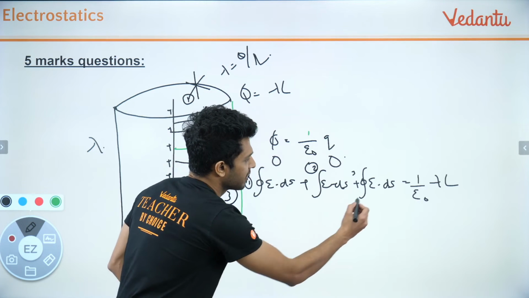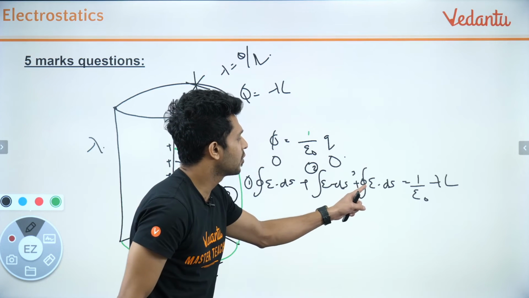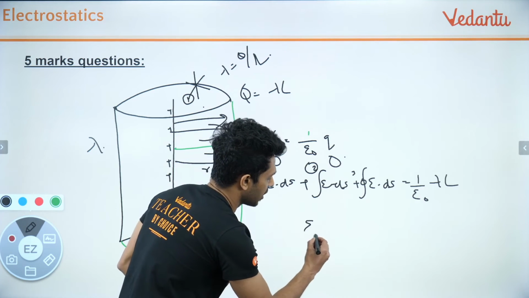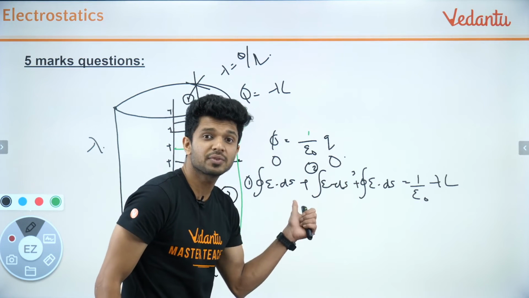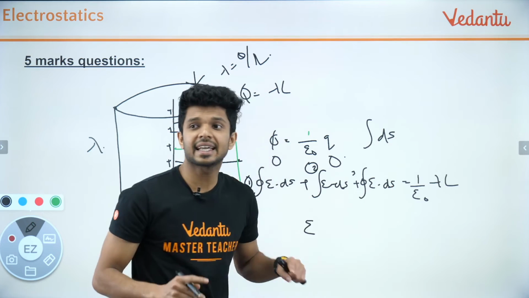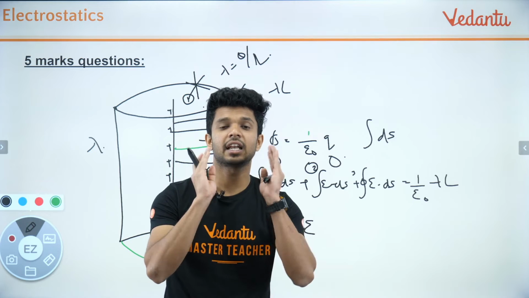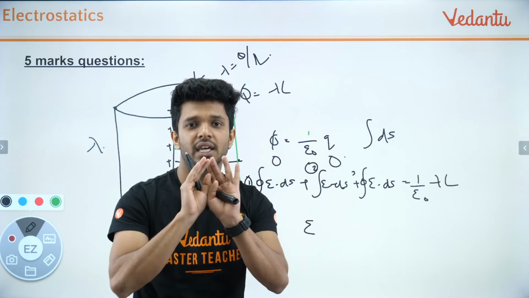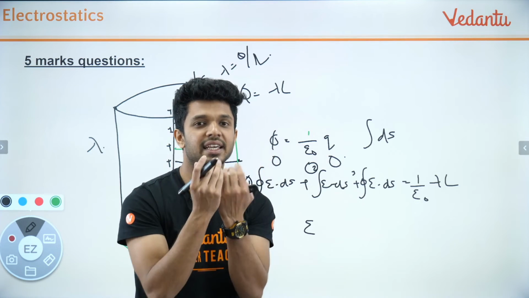So you only have integral E dot ds for the third one. Electric field is a constant as it is equidistant from the point. So E comes outside of this integral. Then what you have? Integral of ds. Integral of ds means the total area. One minute, let me complete this, Rohit, I'll take your doubt. So the complete area of the surface.